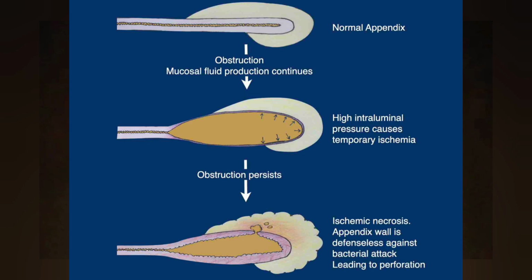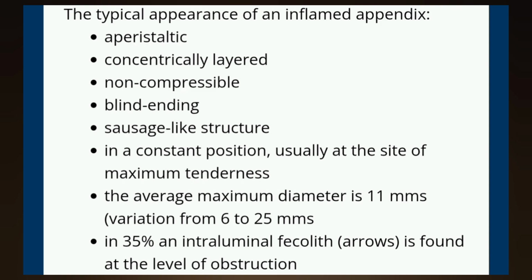The first line diagnostic tool is the ultrasound. So the typical appearance of the acute inflamed appendix on the ultrasound is that the usually aperistaltic gut loop is noted in the right iliac fossa, and it is blind ended, sausage like, and the diameter is usually more than 6 mm, but can vary from 6 to 25 mm.